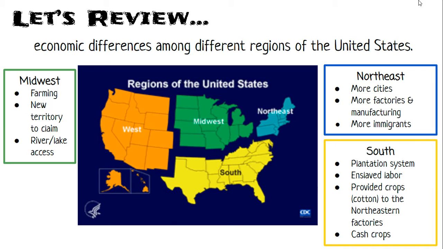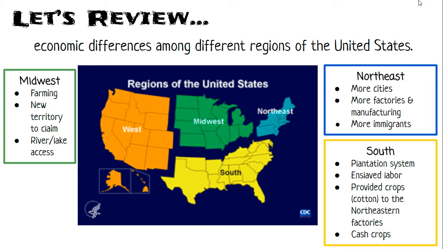They're still relying on a plantation system and using enslaved labor. They're going to provide crops, especially cotton, to the northeastern factories for textile mills, and they're still producing cash crops for exporting across the world as well. So mostly agrarian in the South. Not a lot of factories, not a lot of cities, and not very large populations.